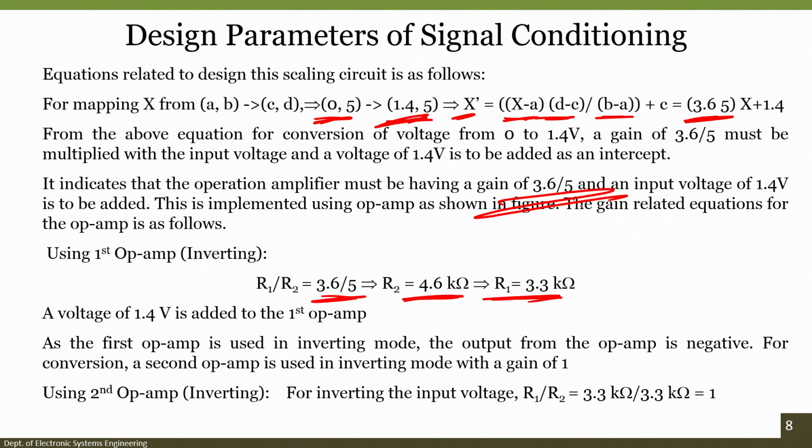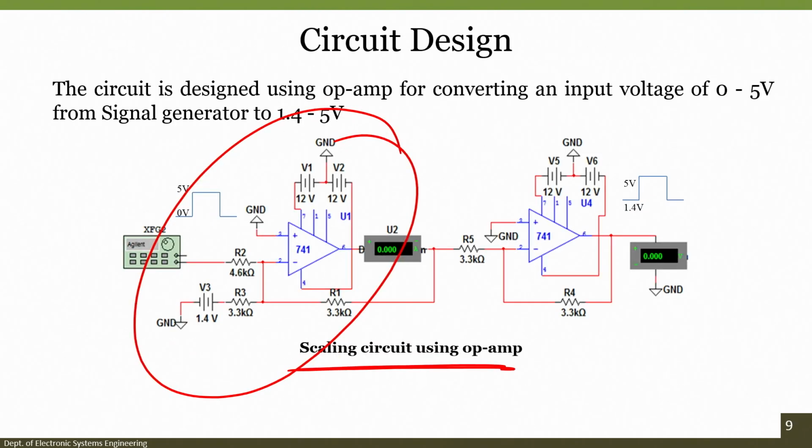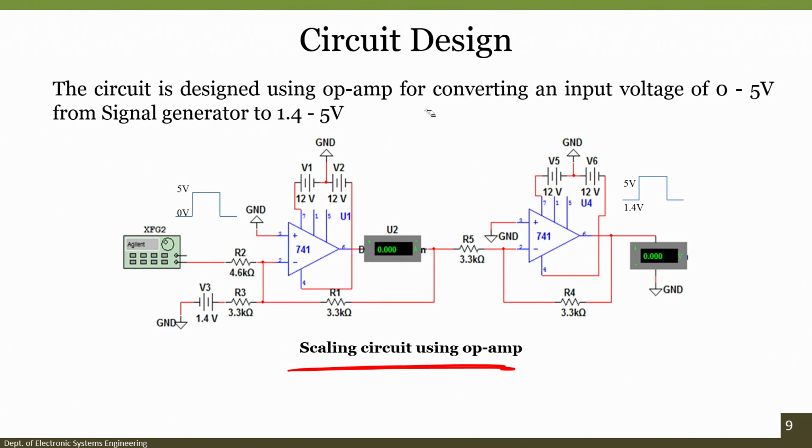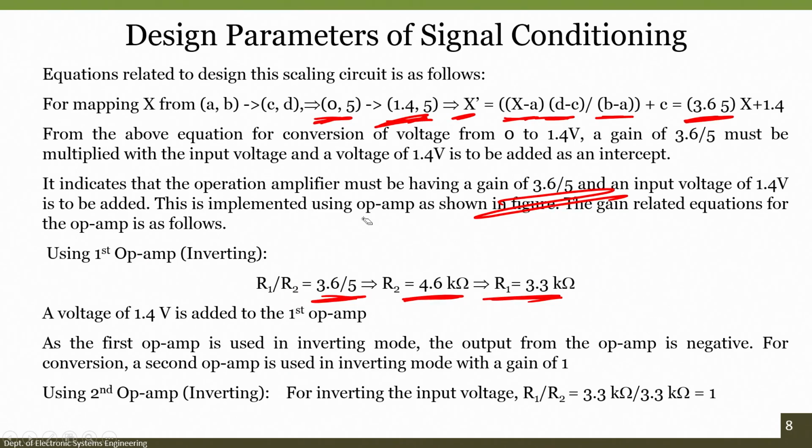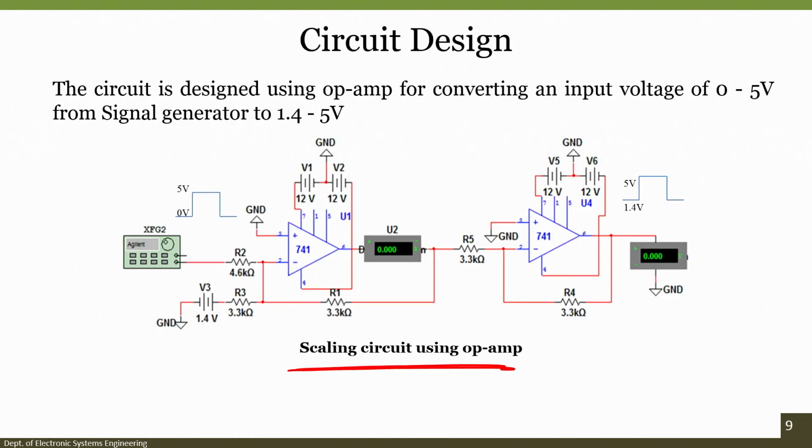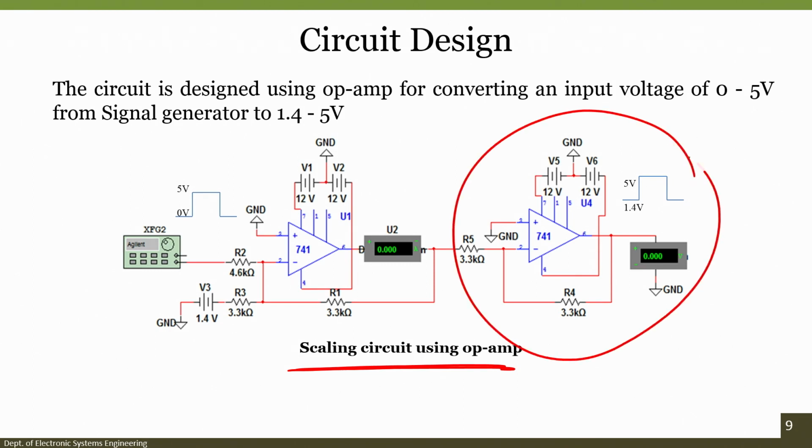A voltage of 1.4 is added to the first op amp. If you again see, what we have done is we have added 1.4 volts to the first operational amplifier of the two operational amplifiers shown in the figure, and as the first op amp is used in inverting mode, the output from the op amp is negative. For conversion, a second op amp is used in inverting mode with a gain of 1. If you see this one, this op amp has a gain of 1, and it is just to convert the signal which is out of phase to in phase.